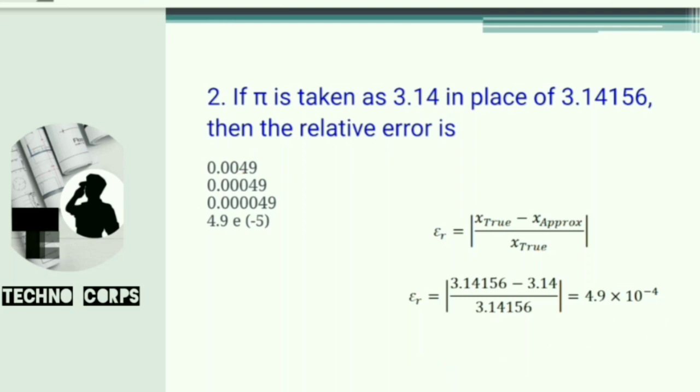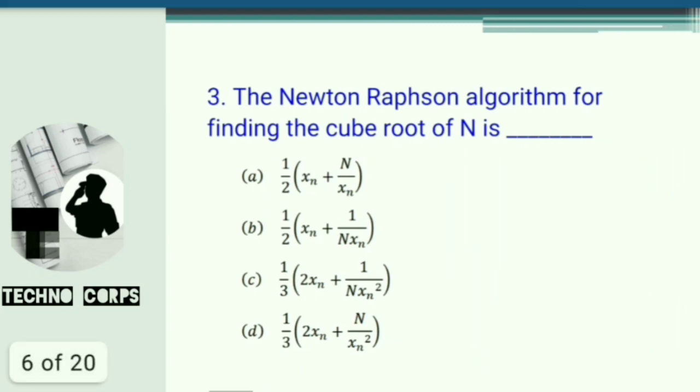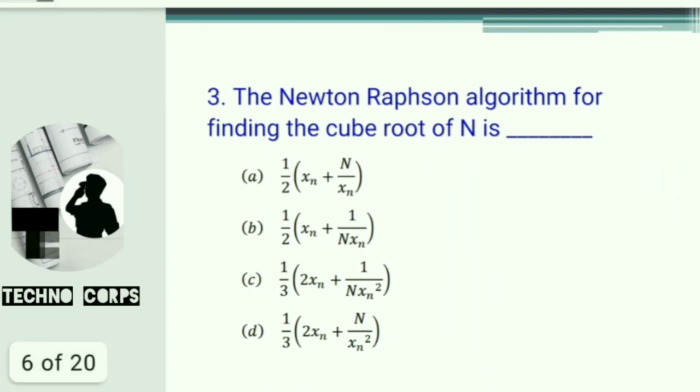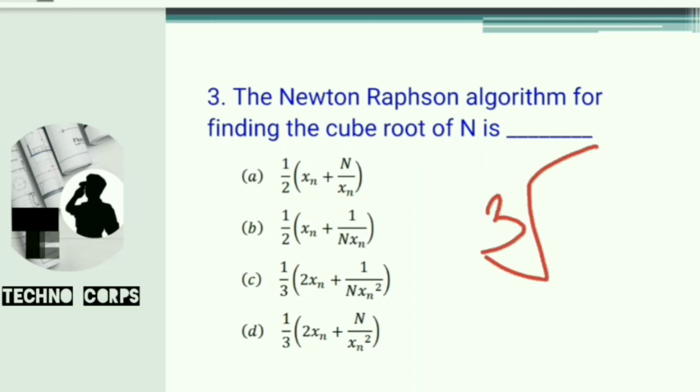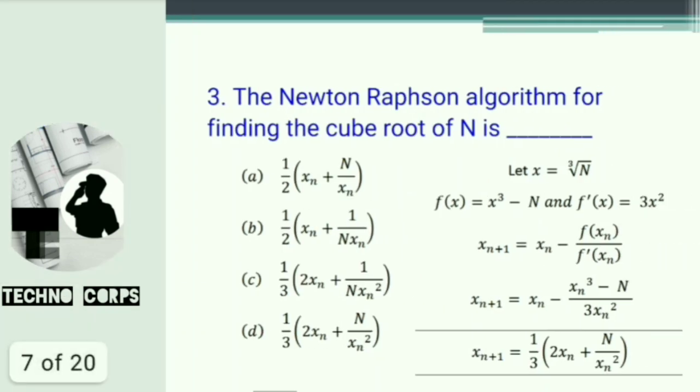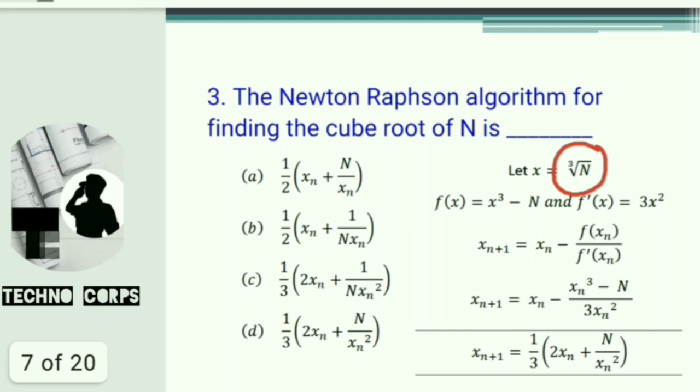Now what is the next question? The next question is about the Newton-Raphson algorithm, the Newton-Raphson algorithm for finding the cube root of n. That means the solution will be like this. So what should be the solution? We have to find the value of the cube root of n. So let x equal this.